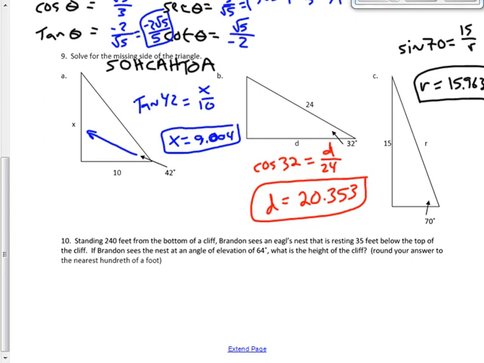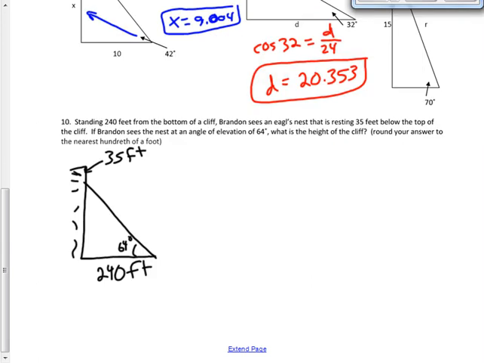Part C, I have an opposite and hypotenuse, so I should use sine. Sine of 70 is equal to 15 over r. Multiplying by r on both sides, I'm then dividing by sine of 70, I get that r is equal to 15.963. On number 10, we need to draw a picture.